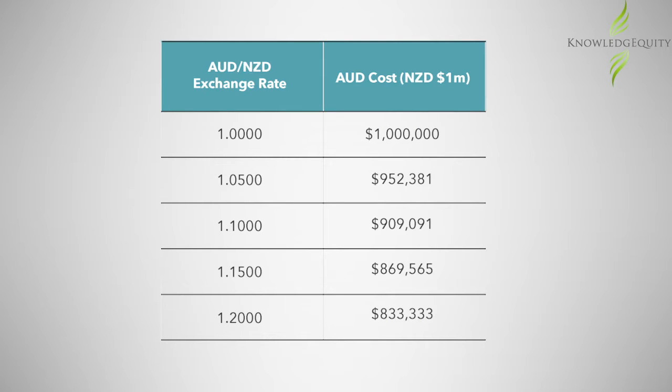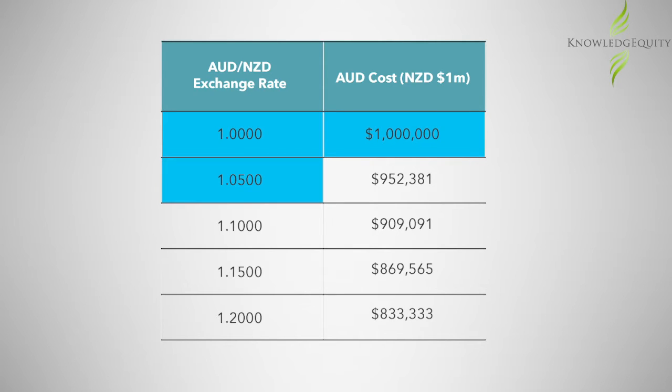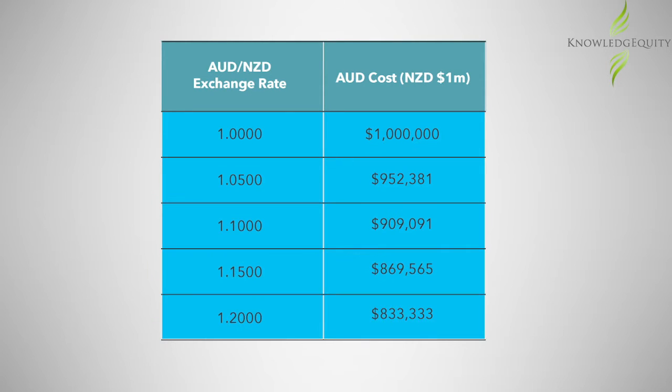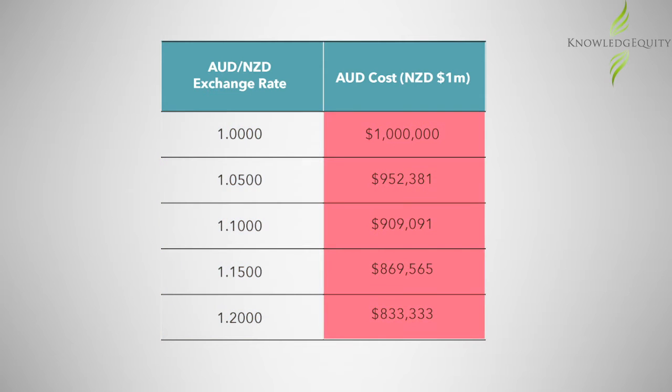Fluctuations in the exchange rate over the next 12 months will change the Australian dollar cost for the importer as follows. If the exchange rate is 1, the cost will be 1 million Australian dollars. If it is 1.05, it will be 952,381 Australian dollars, and so on. Note how the payment amount decreases as the exchange rate rises.